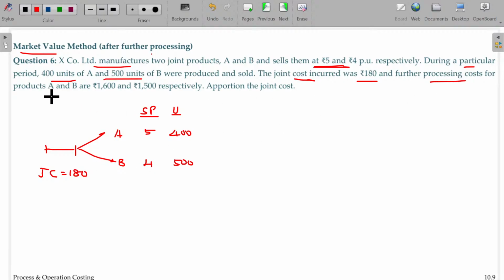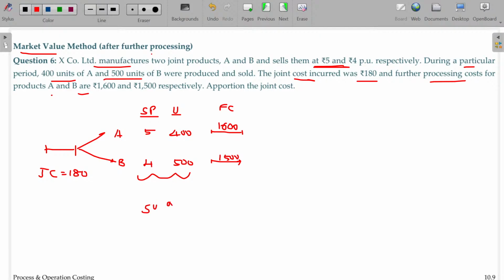Further processing cost for products A and B are 1,600 and 1,500. After the manufacture, further process cost is also there. That is called further cost. 1,600 and here 1,500. Apportion the joint costs. We assume this is nothing but what?